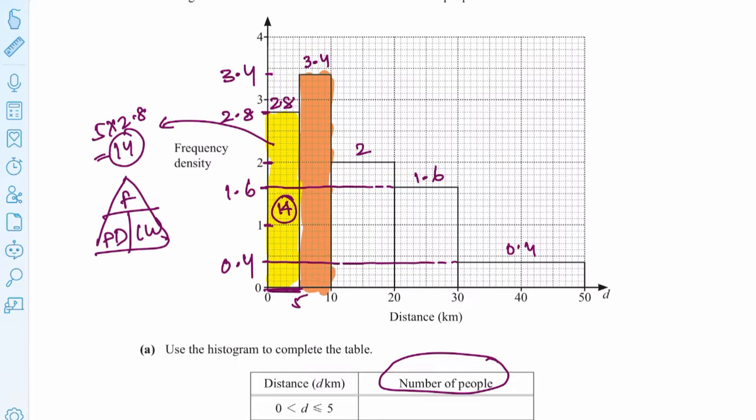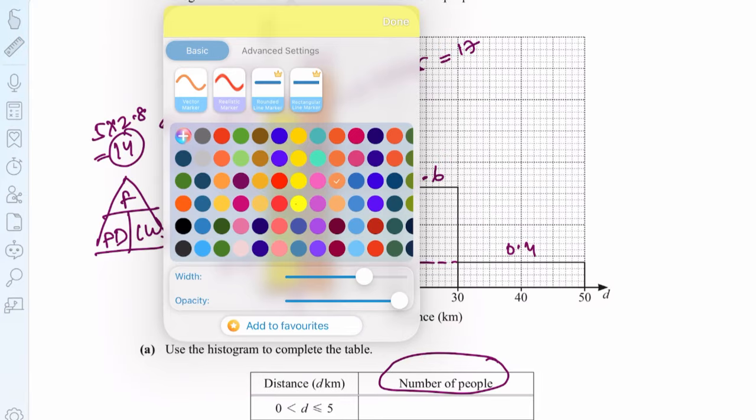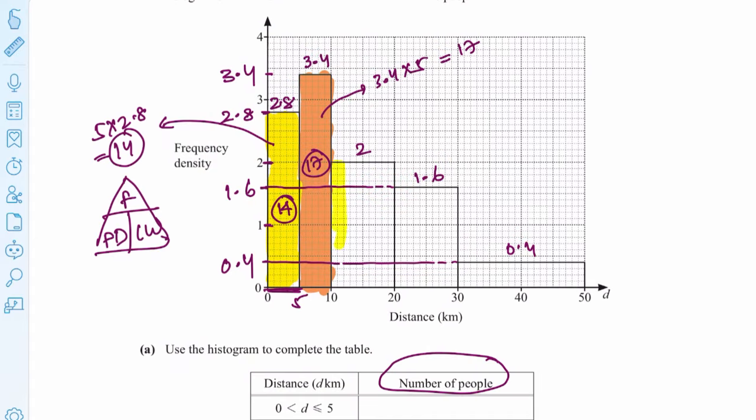the class width is given 5 again, and this will be 3.4 times 5 equals, I think, 17. So I got this one as 17. Check this. Okay, now next we are talking about this.